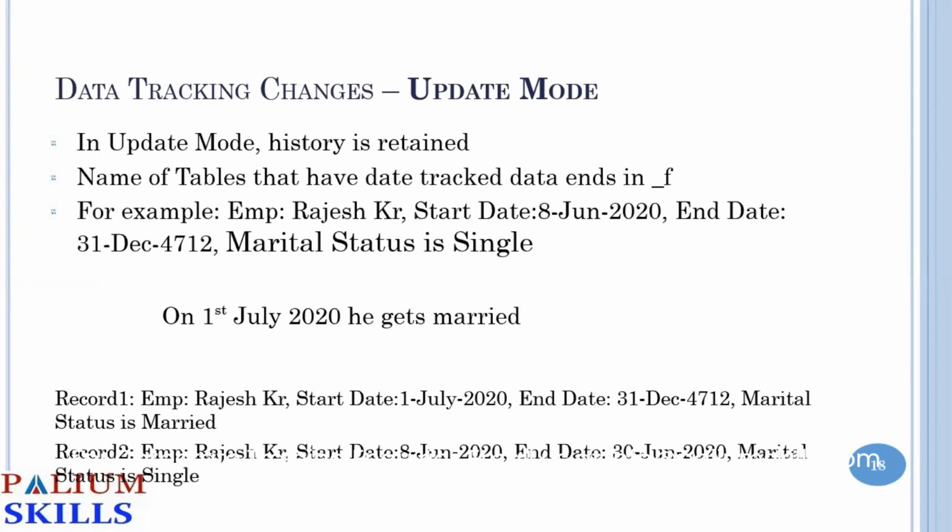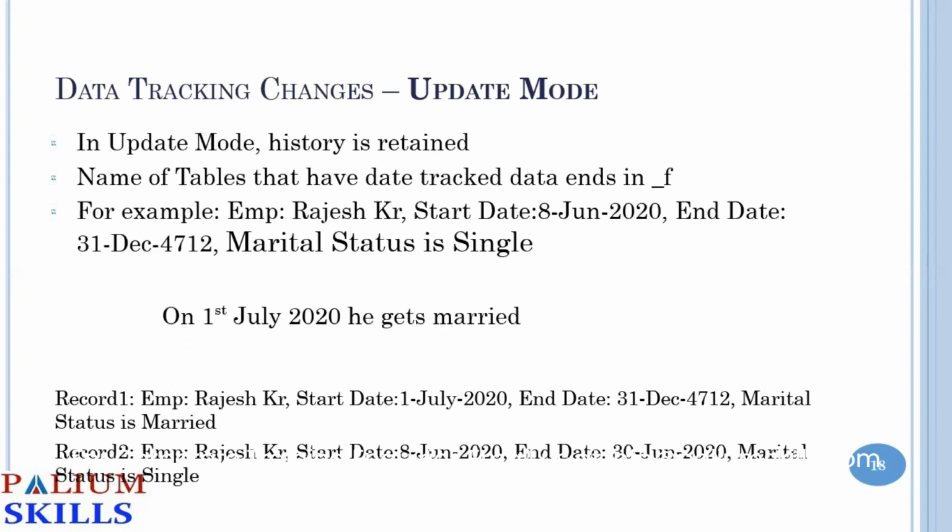Now, there are two modes in which you can do the changes. Yesterday, when you were doing person extra information, you saw there were two modes, correction and update. What does it mean? Update means history is retained. The tables that can have date track data will end in _F.